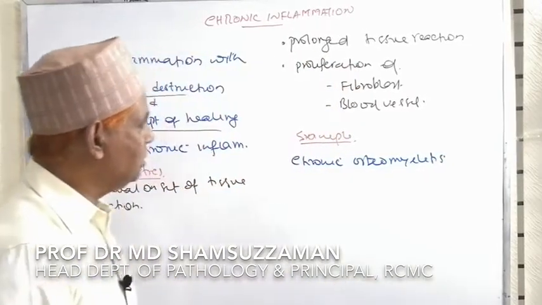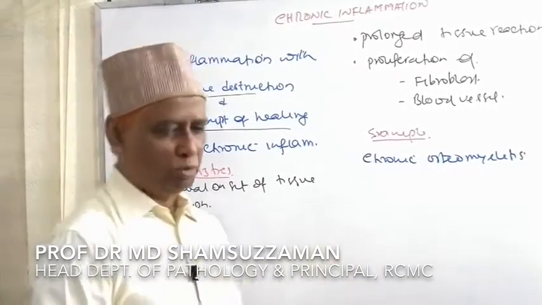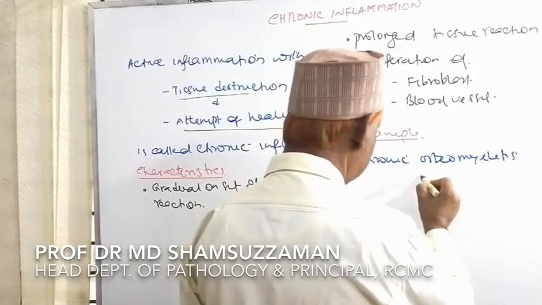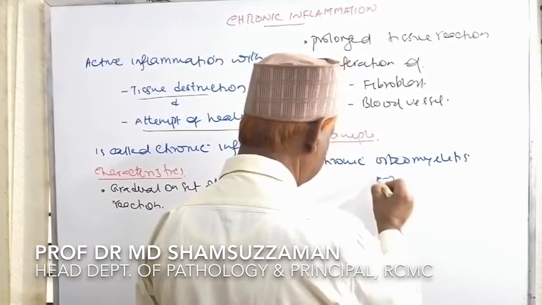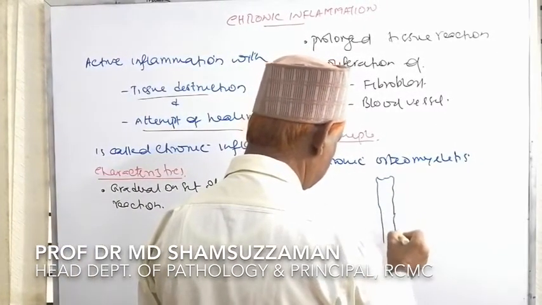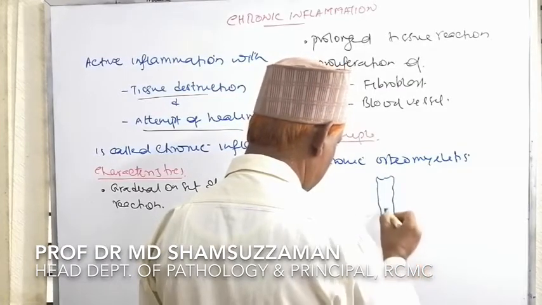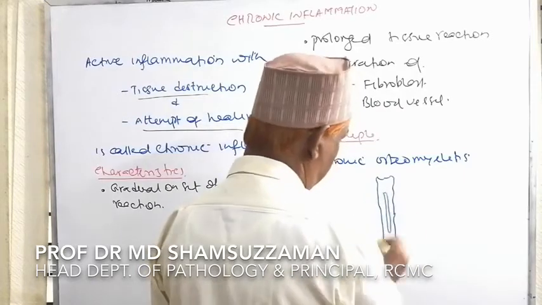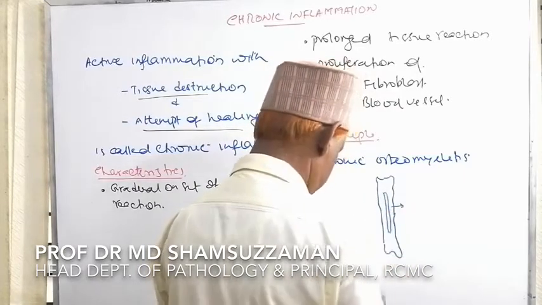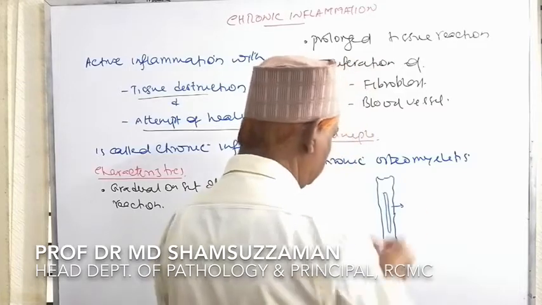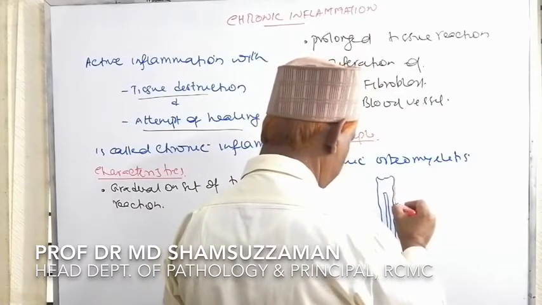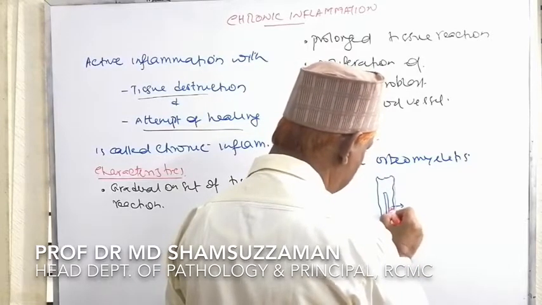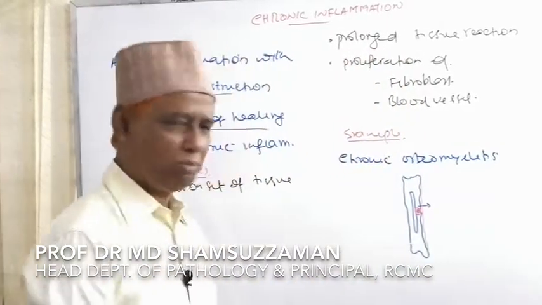Respected audience, you know infection of bone and bone marrow is called osteomyelitis. Suppose this is a long bone like this. This is the medullary cavity. This is the cortex, and this is the periosteum. The outer one is periosteum. If there is chronic infection here, it is called chronic osteomyelitis.